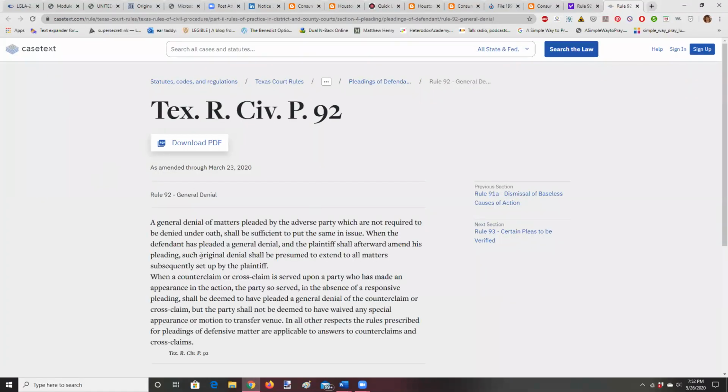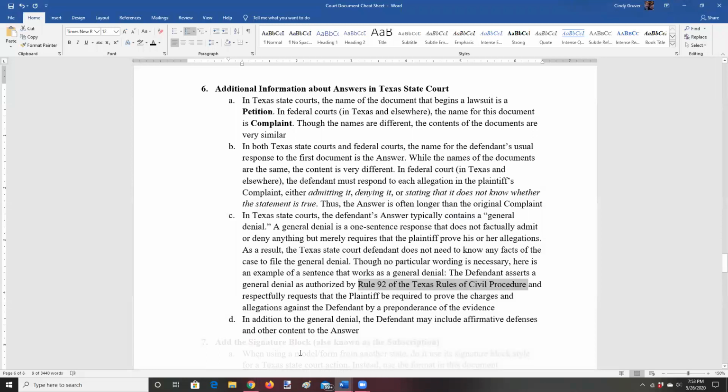And this is the rule about general denials. A general denial of matters pleaded by the adverse party which are not required to be denied under oath shall be sufficient to put the same in issue. When the defendant has pleaded a general denial and the plaintiff shall amend his pleading, such general denial shall be presumed to extend to all matters subsequently set up by the plaintiff. So basically, what you can do is a little bit like in a criminal case.